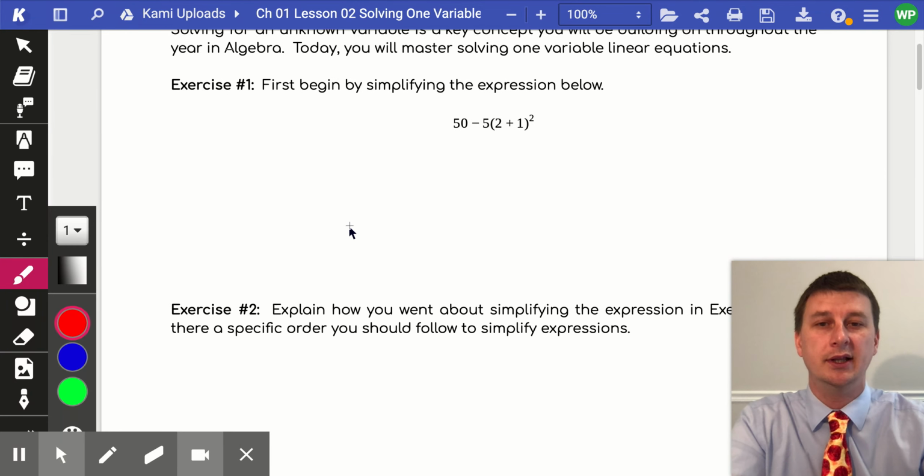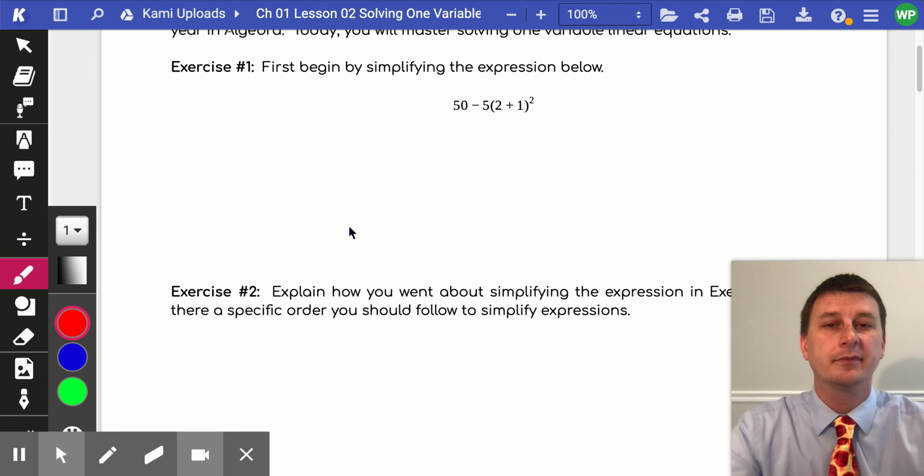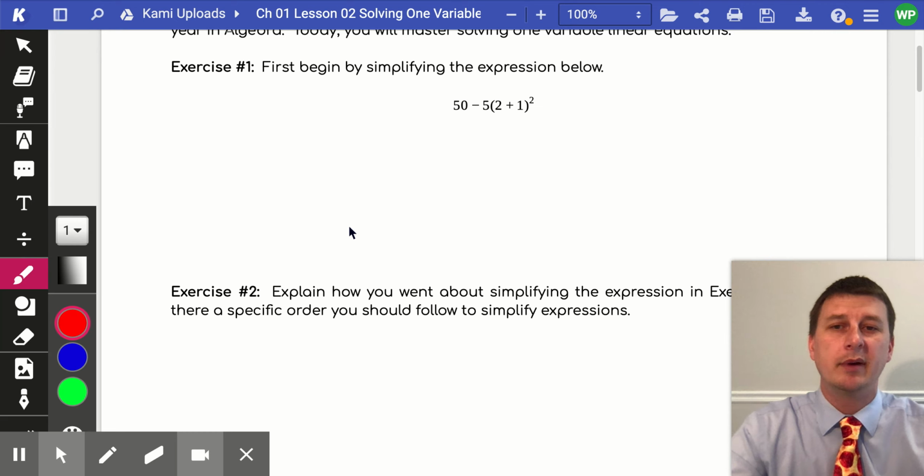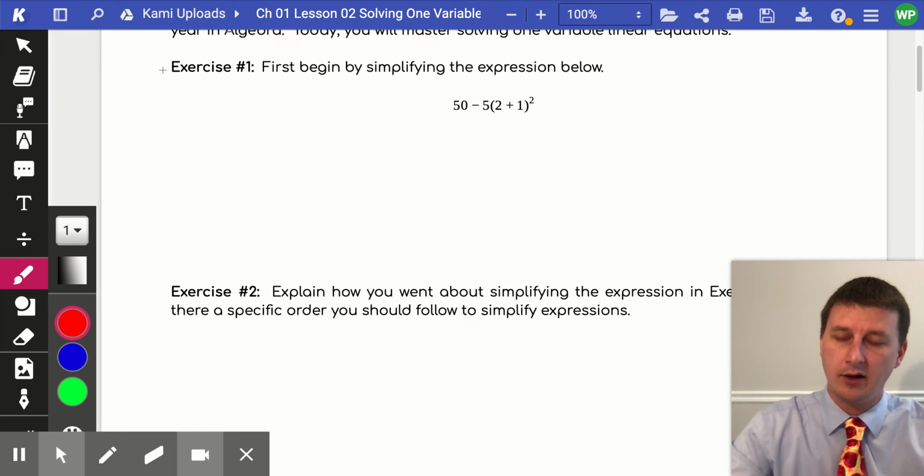So in exercise number 1, which we're going to cover in this video, we're going to just begin by simplifying the expression below. We have 50 minus 5 times (2 plus 1) squared. And we want to remember our order of operations in order to solve this. And if we don't remember our order of operations, we're going to write them down over here.